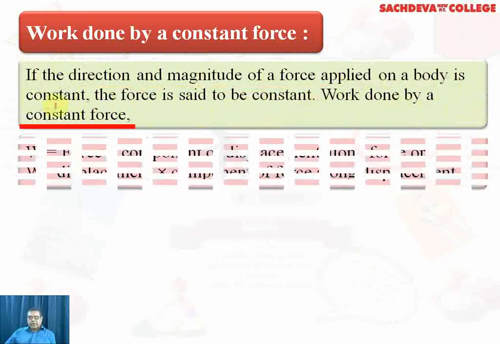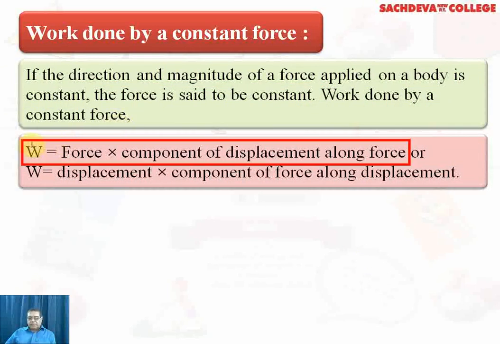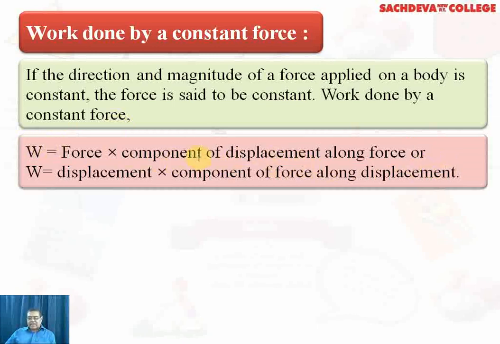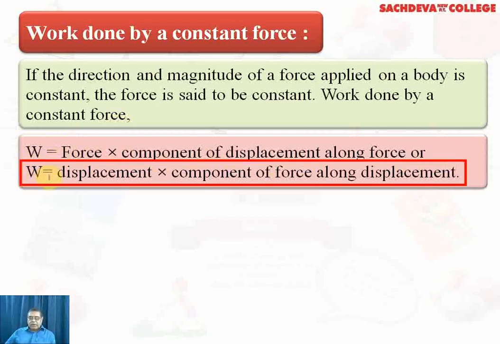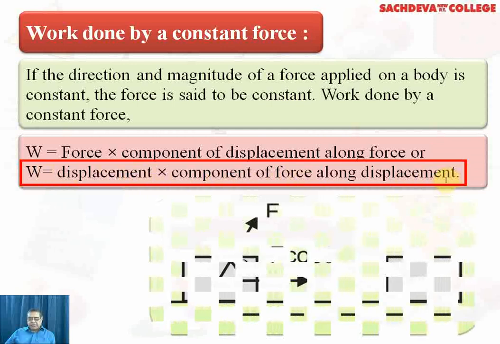Work done by constant force is force into the component of displacement along the force. As I have explained earlier, either the component is F cos theta or F sin theta, or W can be written as displacement multiplied by the component of force along displacement.